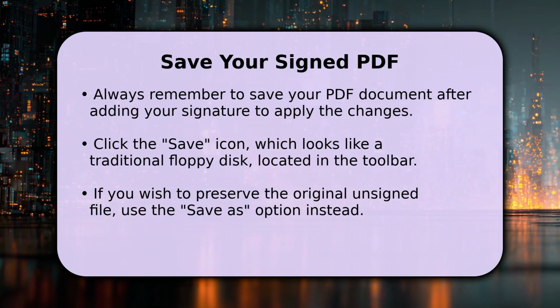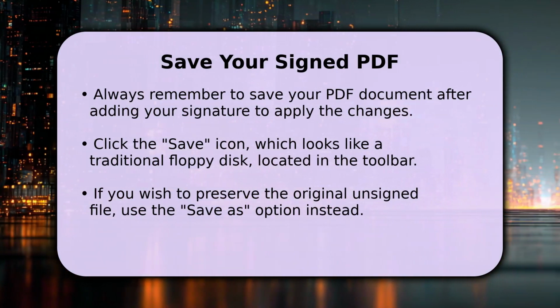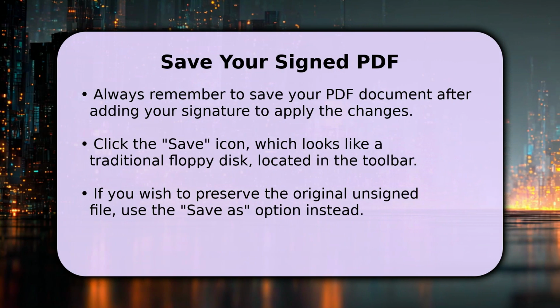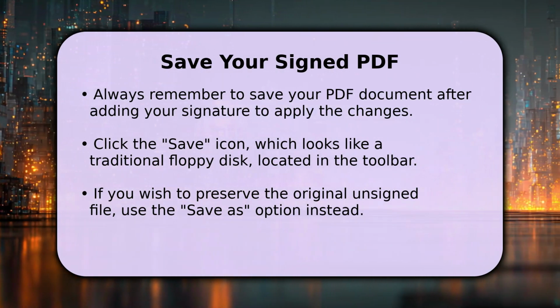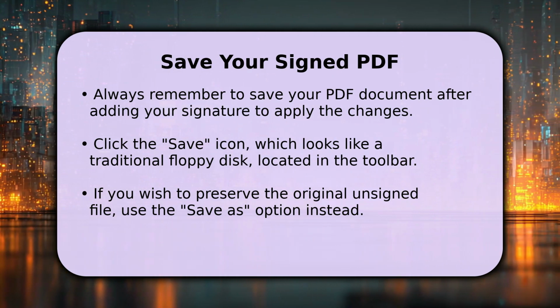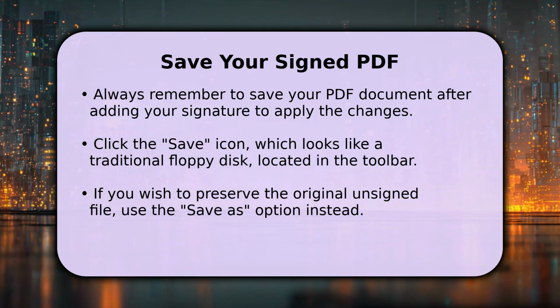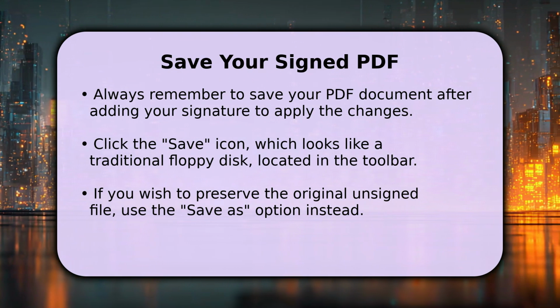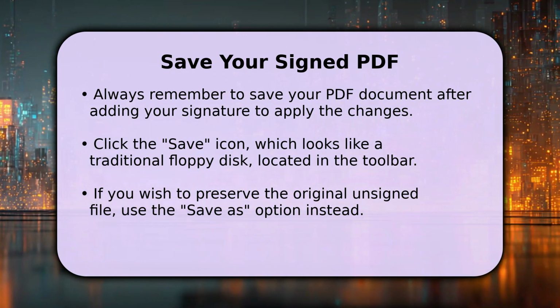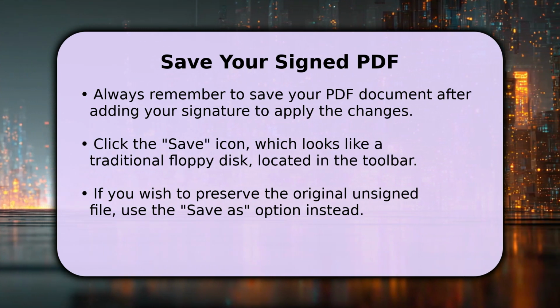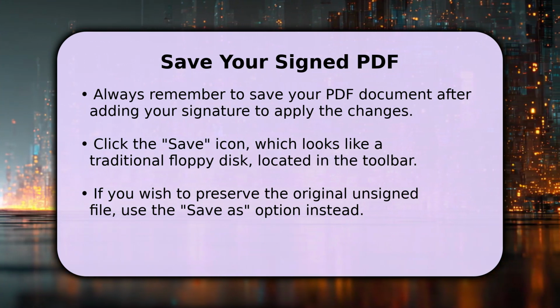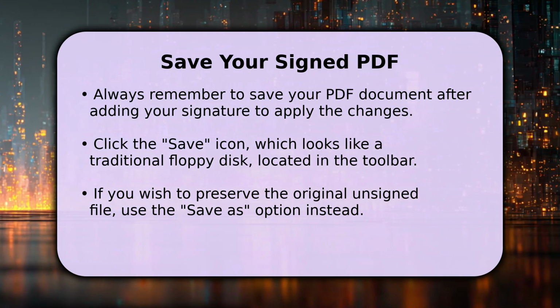The final and most crucial step is to save your document to ensure your signature is permanently embedded. Look for the Save icon, often resembling a classic floppy disk, positioned conveniently in the toolbar. Simply click that to commit your changes. If you prefer to keep an original unsigned copy, then choose the Save as option instead. Now your signed PDF is ready to be shared or filed.